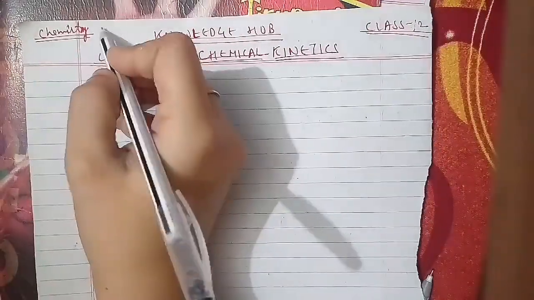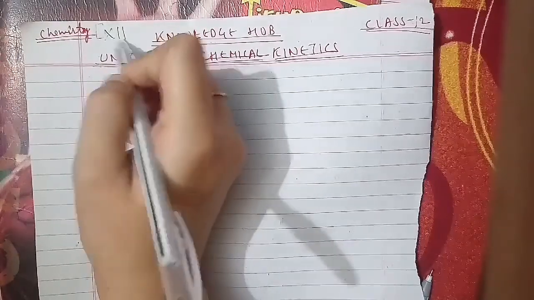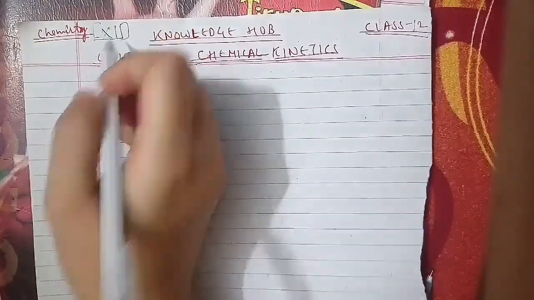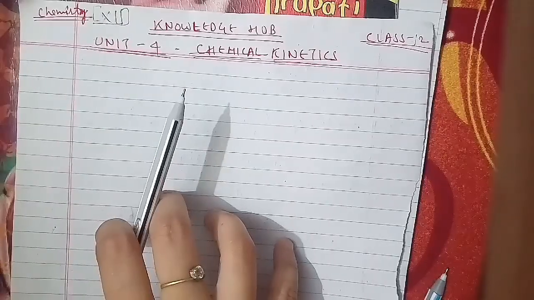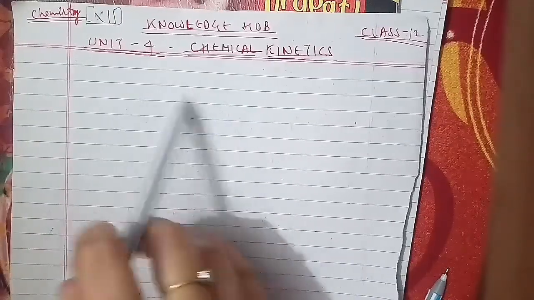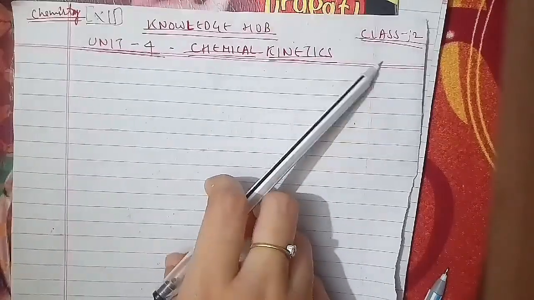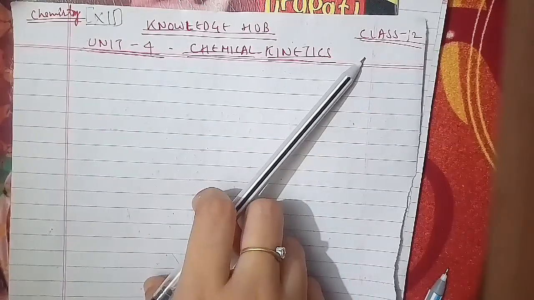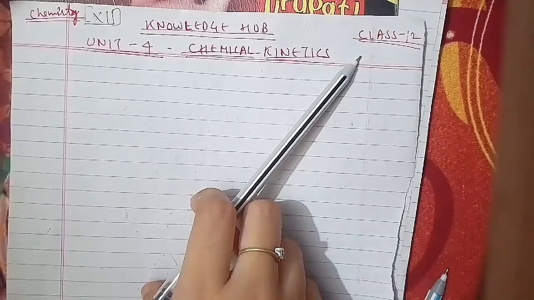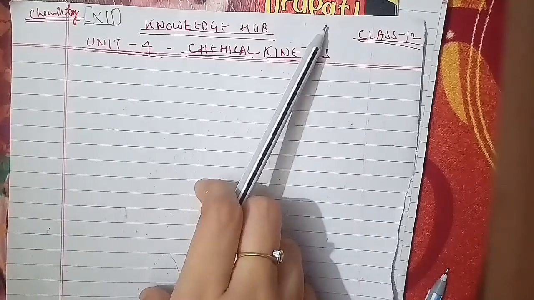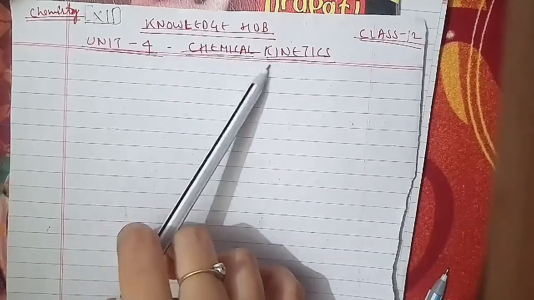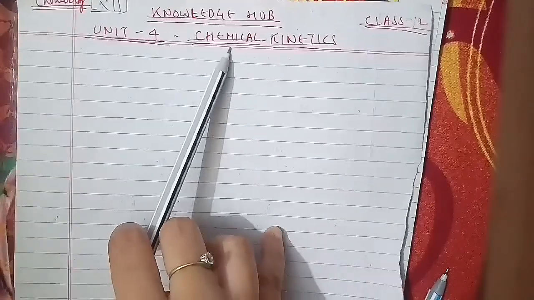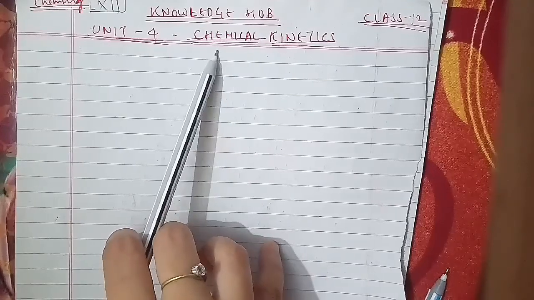Today we're going to start with chemistry for class 12th, and that is also an important one. This is class 12. We had done class 11 before, where we covered unit 1, unit 2, unit 3 and unit 4. And this is unit 4, chemical kinetics. Of course, we'll surely complete that in this class only.